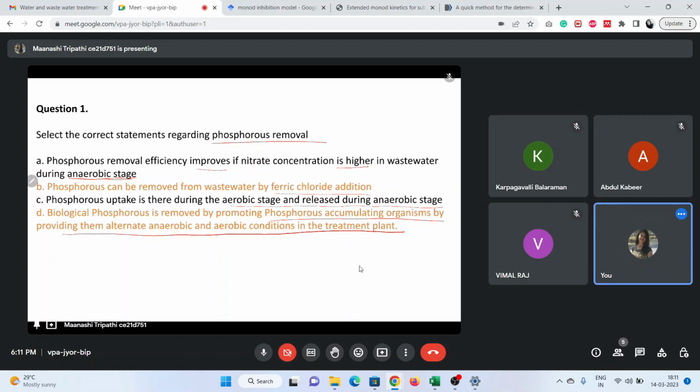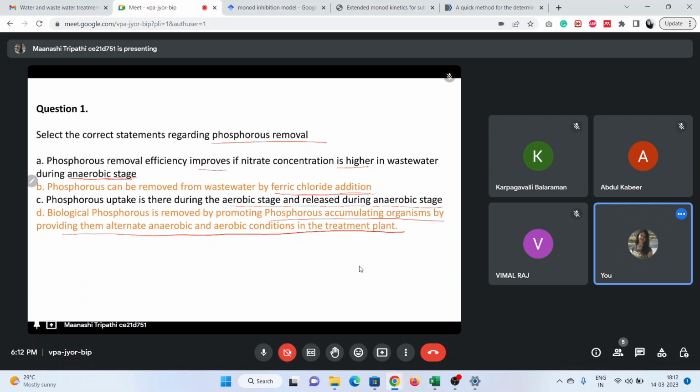Okay, we'll see. So yes, very correct. Ferric chloride addition, but what will this ferric chloride addition do? This will increase the amount of sludge. That is why we prefer biological treatment, which is more cost effective. In biological treatment, we use different types of plants which have phosphorus accumulating organisms that have some luxury uptake. So if they need, for example, 0.03 milligrams per liter of phosphorus, they will take some extra.